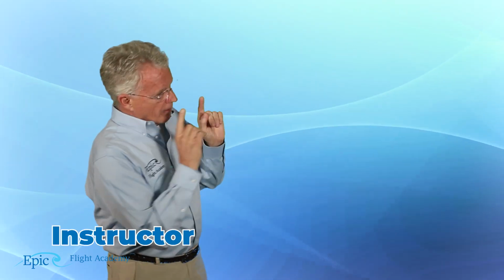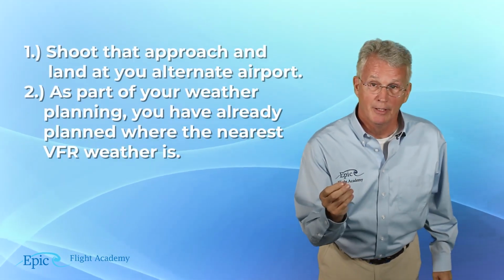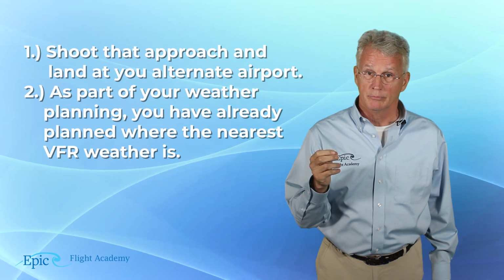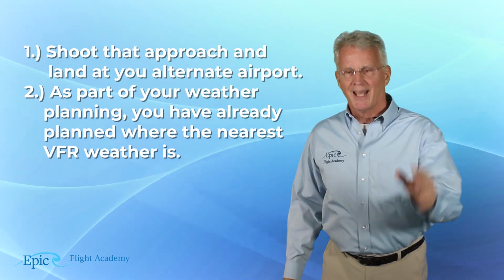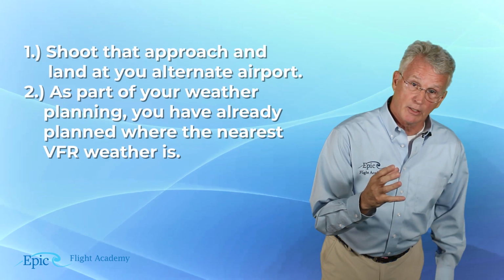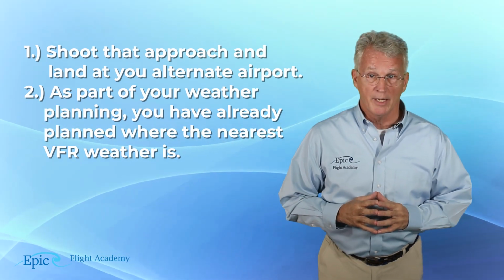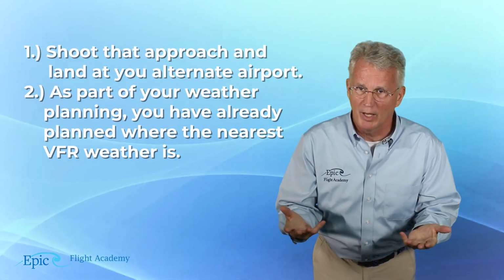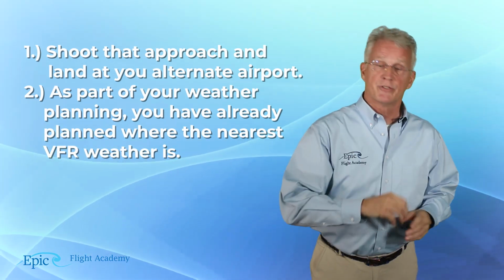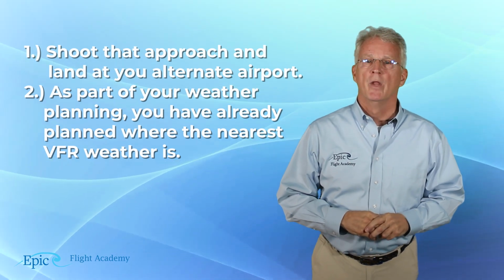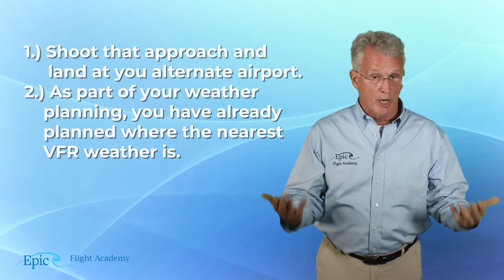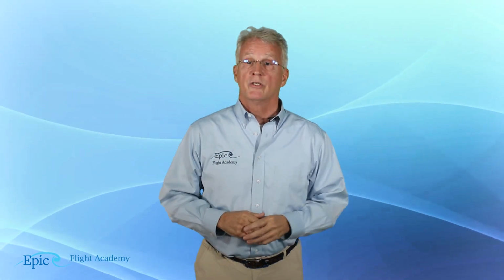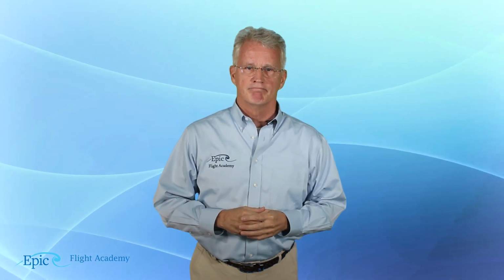Now what? First of all, you've arrived at your alternate that has a precision approach. Shoot that approach and land at your alternate airport. Secondly, as part of your weather planning, which we will discuss in some upcoming videos, you have already planned where the nearest VFR weather is. Now, discuss this and other scenarios with your CFII and fly them in the FTD.